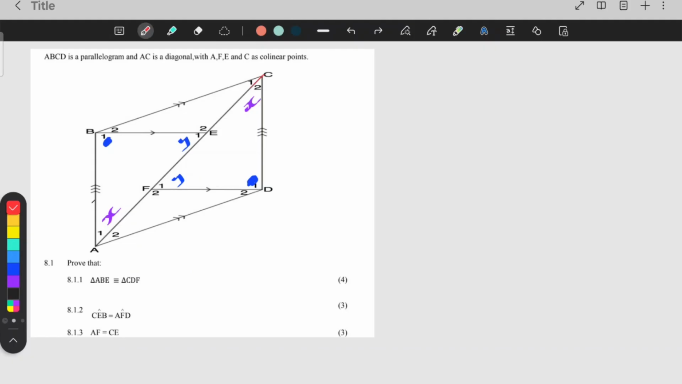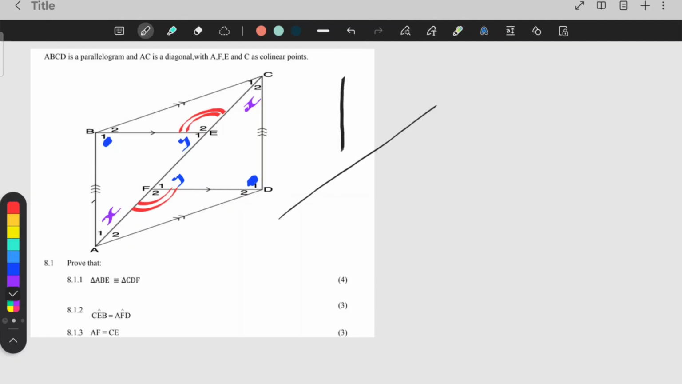So angle C, then to E, then to B. So that angle is there. So this is angle CEB. Prove that that angle is equal to AFD. So A to F to D. So it's this angle there. So prove that those two angles are equal.